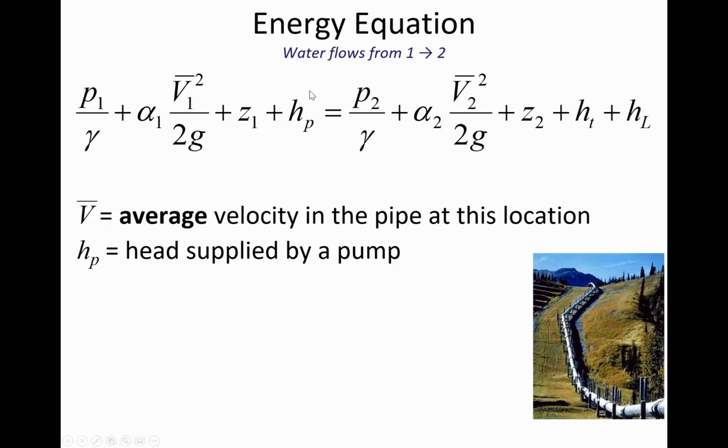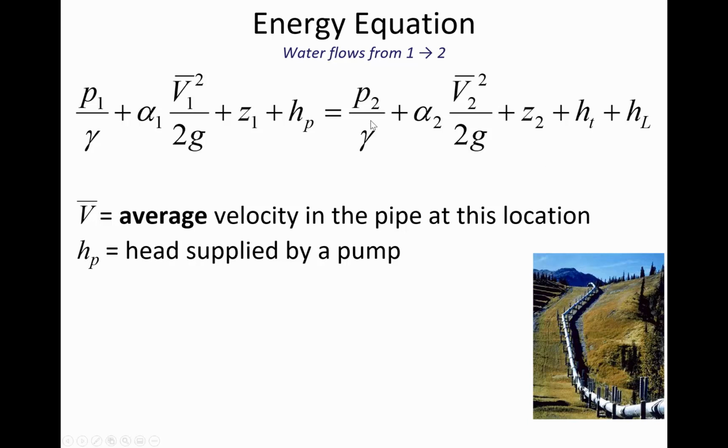And so it's important that the H sub P term always appears on the left-hand side of the energy equation, because the understanding and the assumption with this is that water flows from location 1 towards location 2. So that means that 1 is the upstream location and 2 is the downstream location. And so if energy is being added, it belongs on the left-hand side of the equation, because what we're saying here with this formula is that the energy at 1 is equal to the energy at 2.